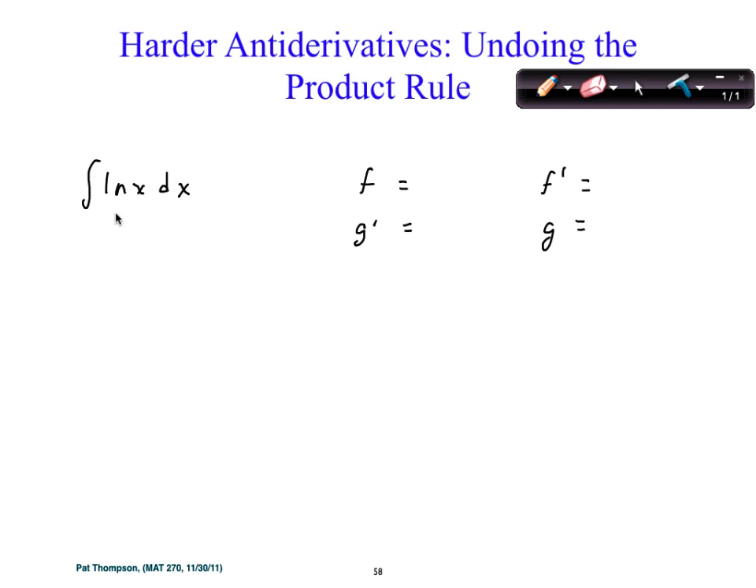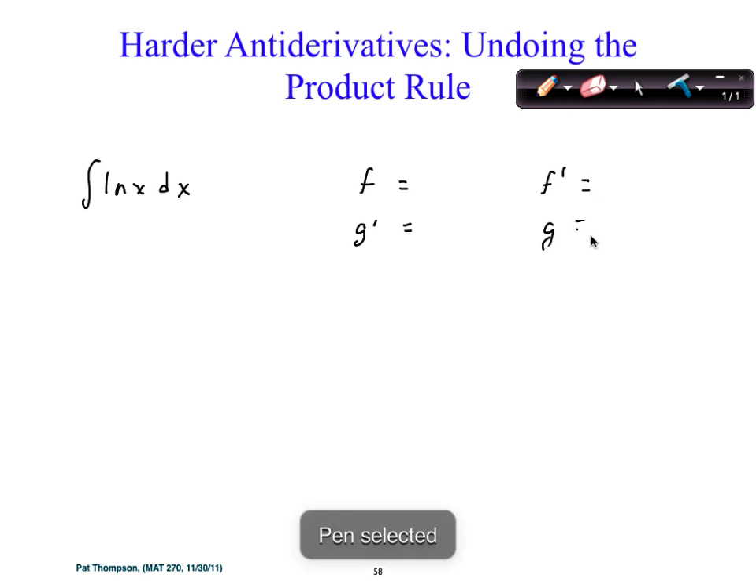So one of these two is going to be natural log of x. So is it going to be f or g prime? Now look what happens if you make it g prime. Then what do you have to do? You have to do the antiderivative of ln of x. That's the problem we're given. This isn't going to work, right? So you only have really one choice.